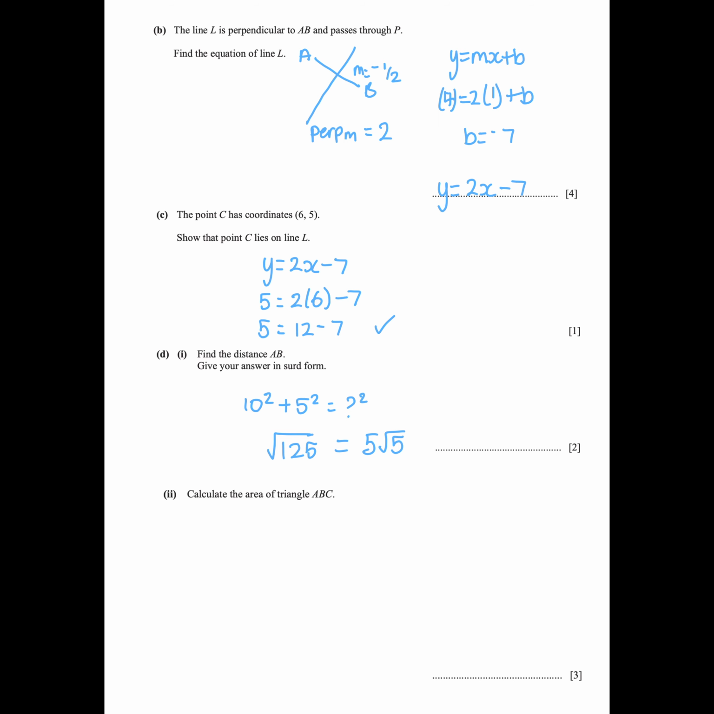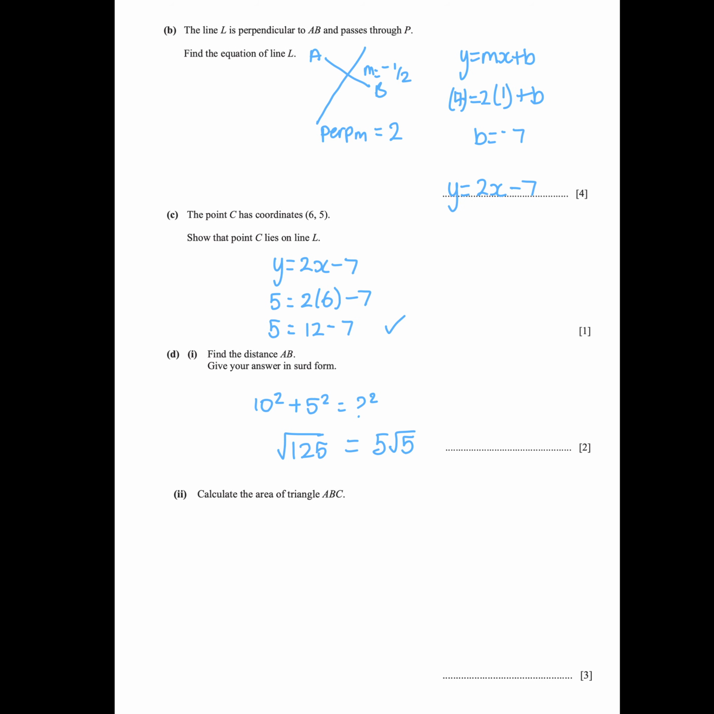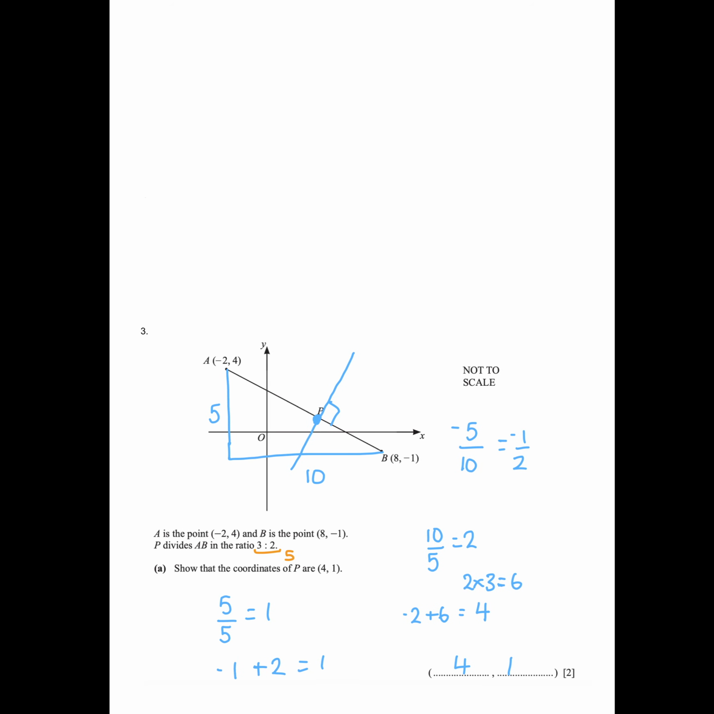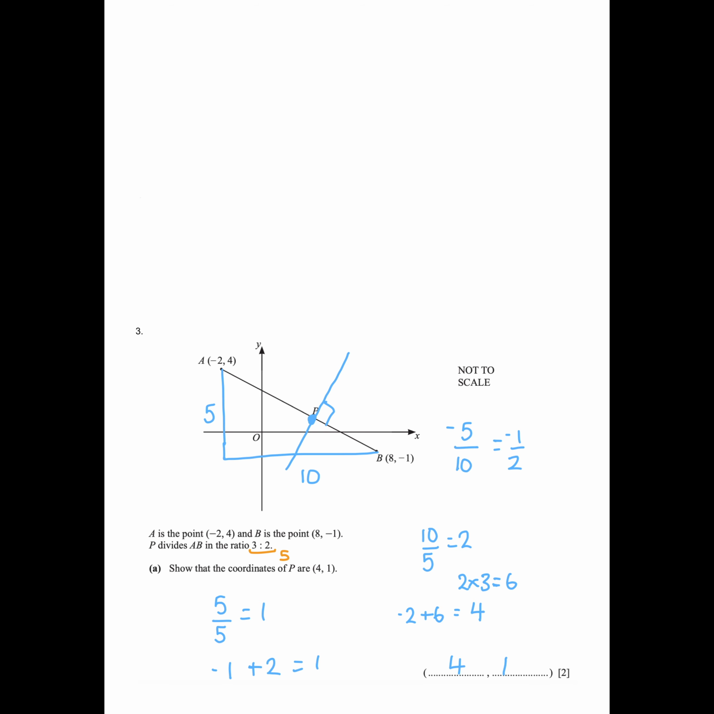And then the last one is to calculate the area of the triangle ABC. C was the coordinates 6, 5. So 6, 5 is somewhere up here. Maybe it's more here because it goes through this line. We need to try and find the area of the triangle here. So it's this area that we're trying to find.